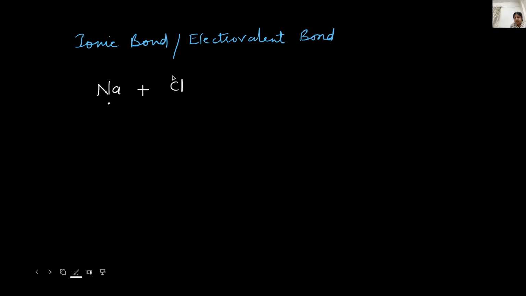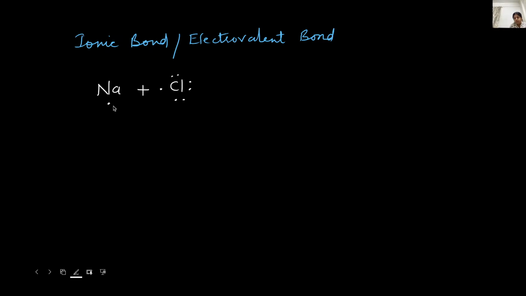Ionic bond. The second name of ionic bond is electrovalent bond, which we have understood with the example of sodium chloride. In this ionic bond or electrovalent bond, what you have studied is that sodium has one extra electron present in its outermost shell, and chlorine has 7 electrons present in its outermost shell.